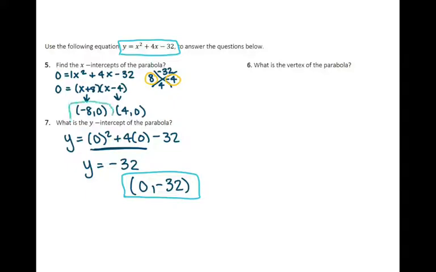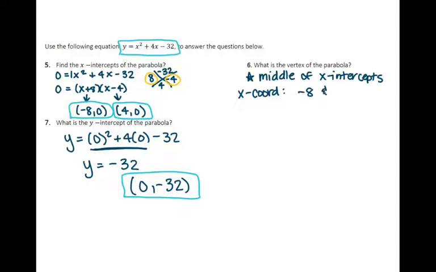Okay. So now that I know my x-intercepts, I can go ahead and use that information to find the vertex. So one thing that we need to remember is that your vertex is right in the middle of your x-intercepts. So your axis of symmetry is right in the middle of your x-intercepts, and your vertex is always on the axis of symmetry. So what I want to do in order to find the x-coordinate of my vertex is I want to find the middle of negative 8 and 4.